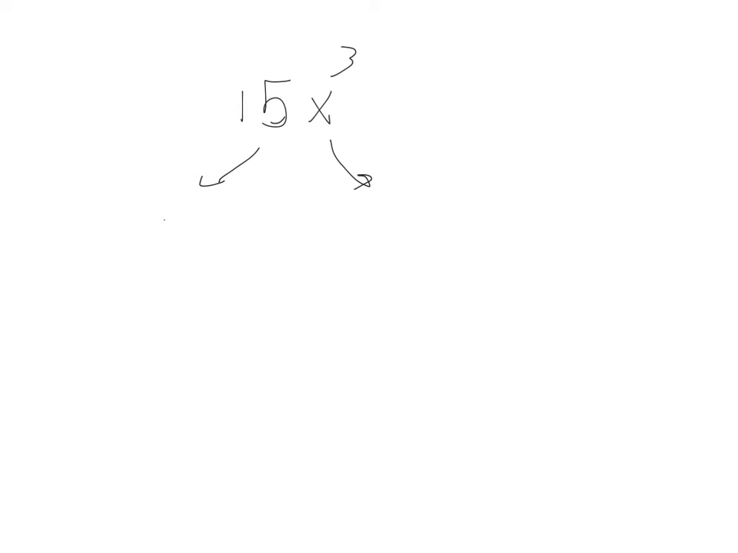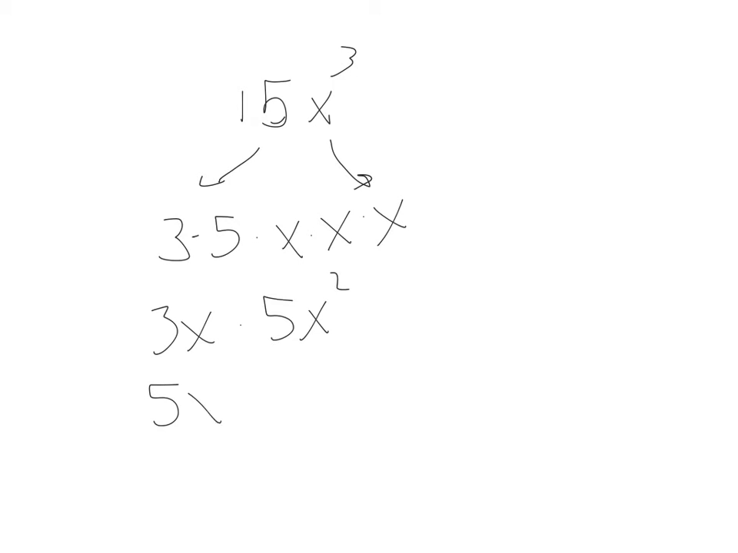The factors of 15 are 3 and 5. The factors of x to the third are x, x, and x. And it's multiplication across all of them. So we could factor this a couple of different ways. We could factor this as 3x times 5x squared. We could do 5x and 3x squared. We could do 15 and x cubed. Right? These are all different factors.